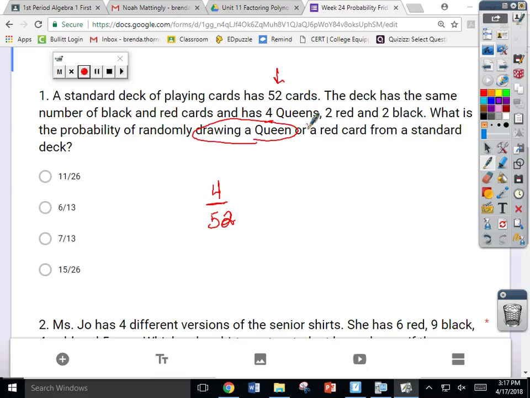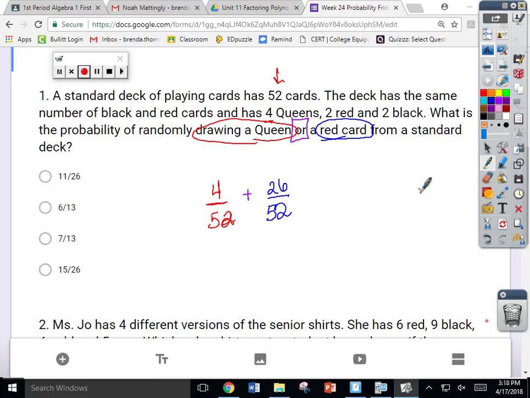So that's the probability of drawing a queen. Then it says or. So whenever it says or, I can add that to the next probability. So I'm talking about or a red card from the deck. So the probability of drawing a red card, again, probability, so it's out of 52, the total number of cards. And then I would put on top how many red cards are in the deck, and there are 26. Half are red, half are black.